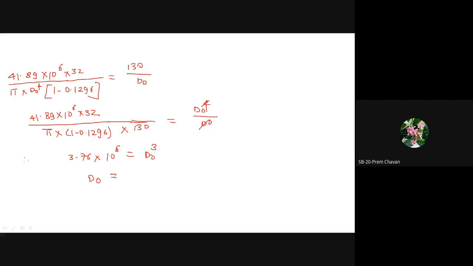155.63 mm. Yes, 155.63 mm. This is the outside diameter we have calculated, 155.63 mm.